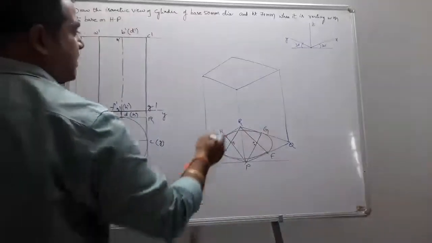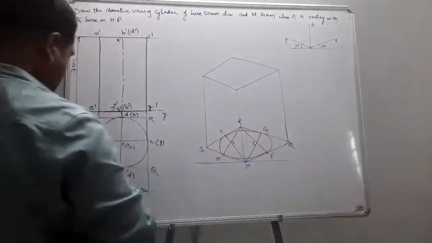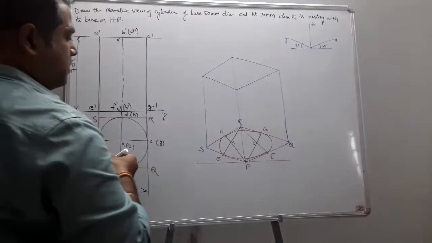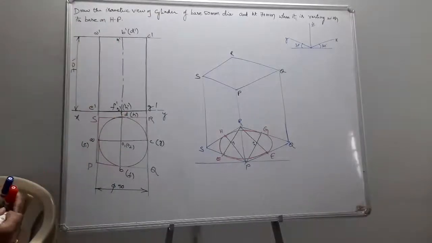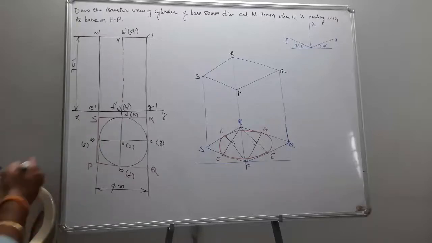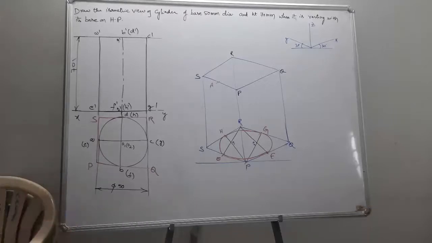Now this becomes P, Q, R, S. So in the top base PQRS, the points are A, B, C, D, right? Now let us place the points. In between P and S is A. Next, in between P and Q is B. Here it is C and here it is D.